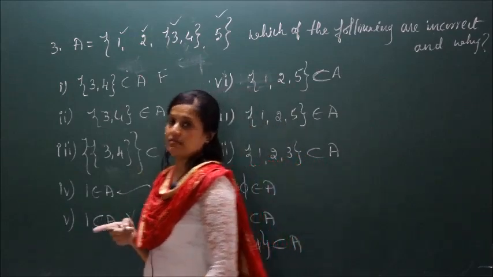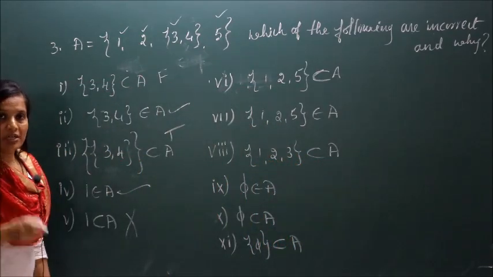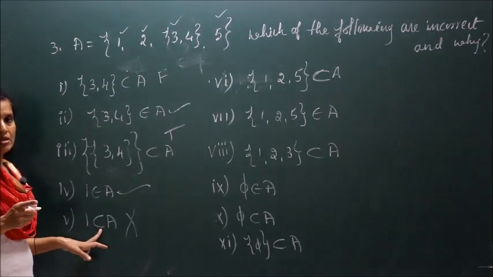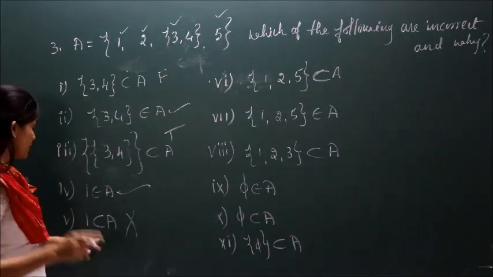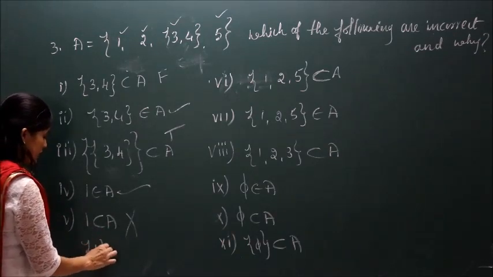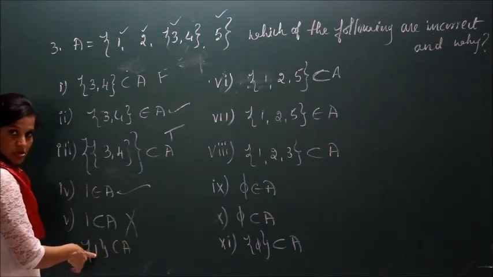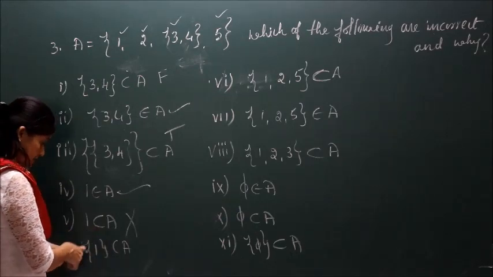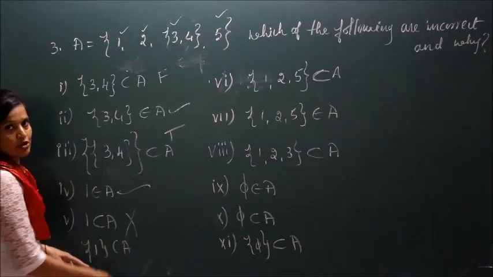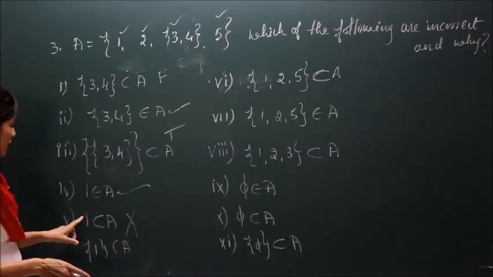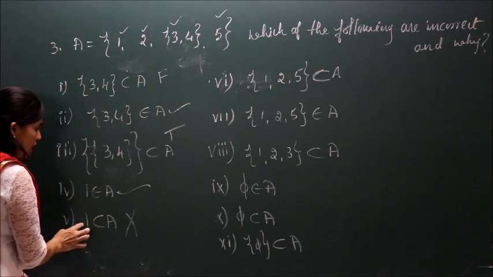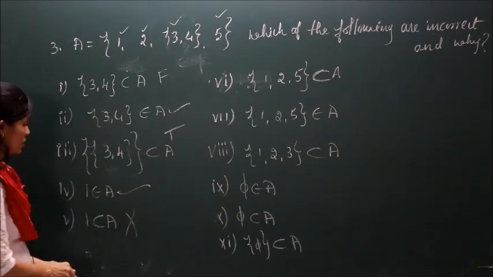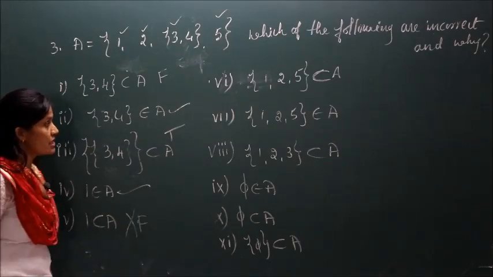Whenever it is a subset, it must be a set, then only you can bring this symbol, subset or not a subset. Suppose it is written like this, within the flower bracket, so this forms a set. This set is a subset of A, I can say. But here that flower bracket is not there, it's only an element, so it is not a subset. This is a false, incorrect statement.